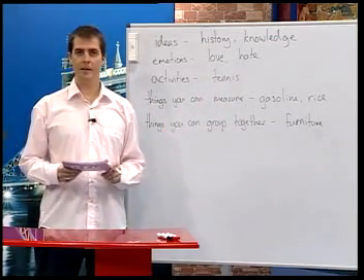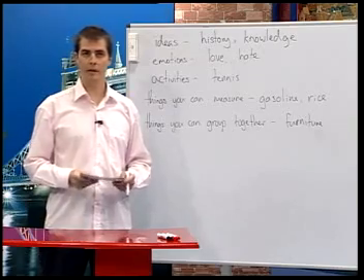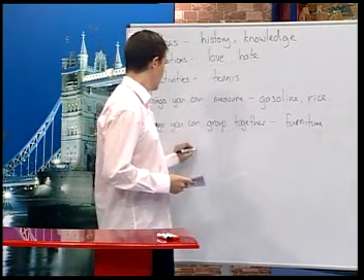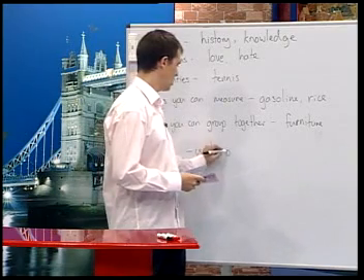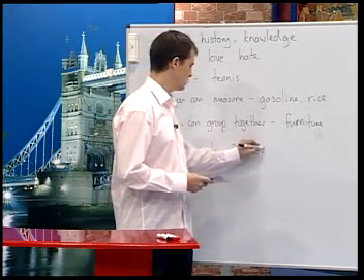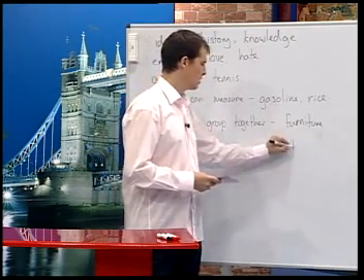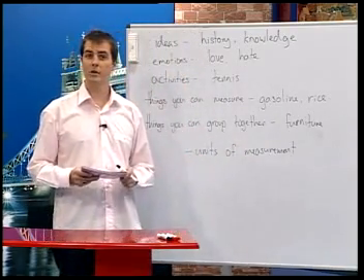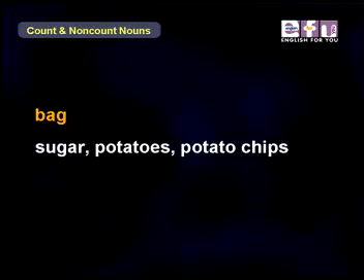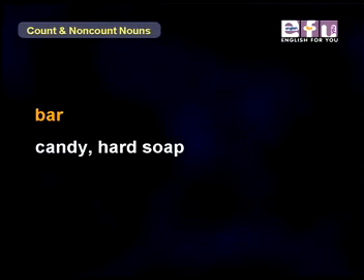Now we can give specific amounts to either count nouns or non-count nouns by using certain units of measurement. Let's have a look at some units of measurement now. We have a bag. We can use a bag with sugar, which is non-count, or a bag of potatoes and potato chips, which are countable. We have a bar of candy, uncountable, or a bar of hard soap, also uncountable.